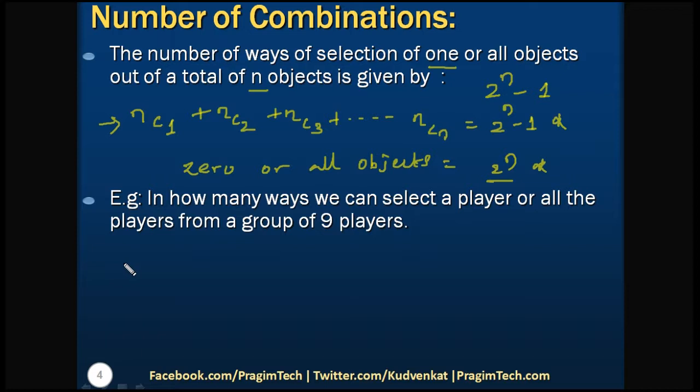In how many ways can we select a player or all the players from a group of 9 players? If you look at this question here, n is equal to 9. Therefore, the number of combinations is 2 to the power of 9 minus 1, as we want to select a player or all the players. If the condition is to select 0 or all the players, then it will be 2 to the power of 9. Let us look into one more scenario.